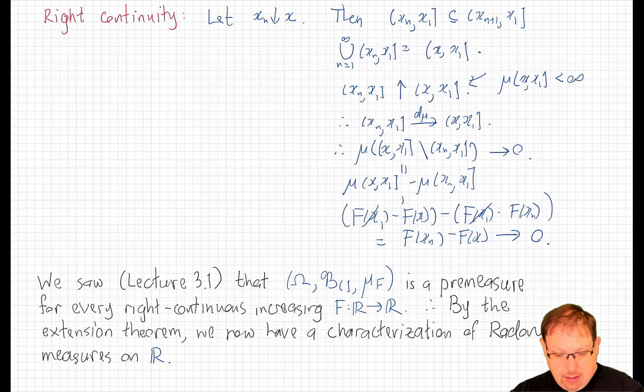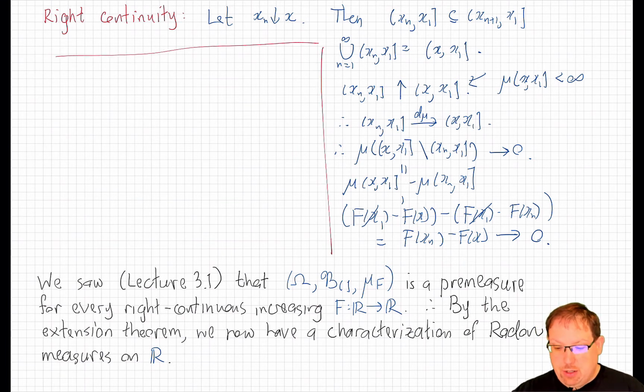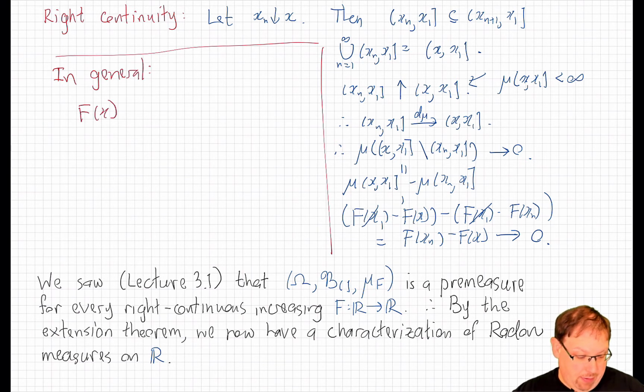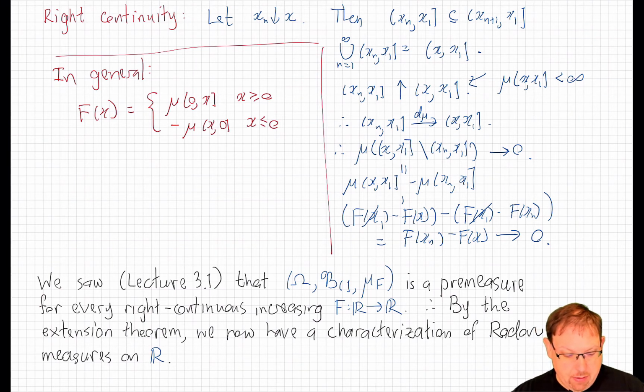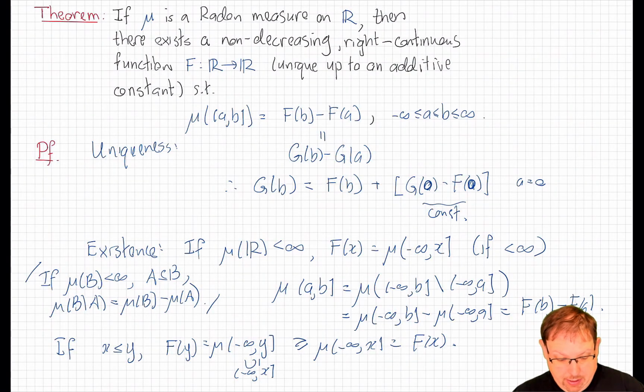Now, I'll just comment that we can redo the entire proof in the more general case that the measure is not finite by taking the following. For example, we could take f at x to equal the measure of the set from 0 up to x if x is bigger than or equal to 0, and the measure of the set from x up to 0 with a negative sign if x is less than or equal to 0. And that will do the same trick. And you should check that in the finite measure case, this function and the one we defined here differ by an additive constant.